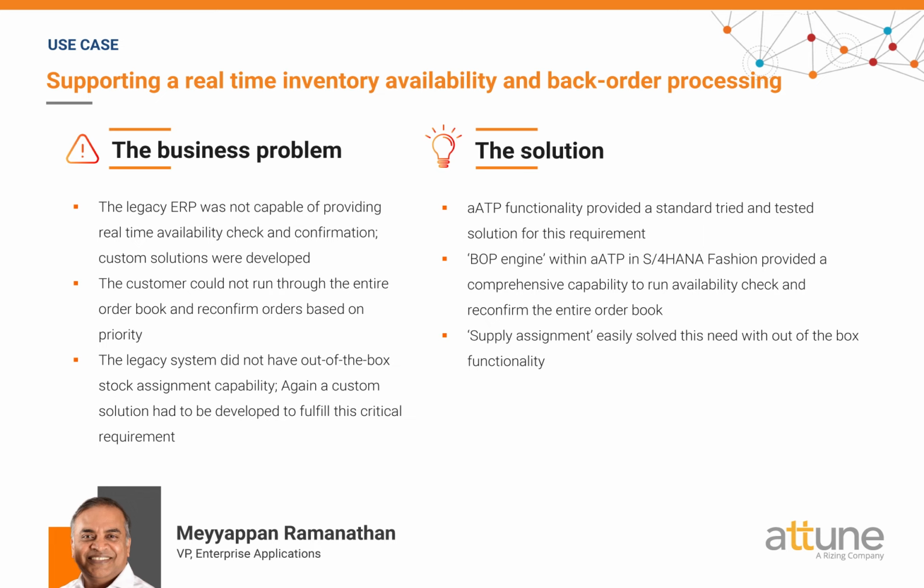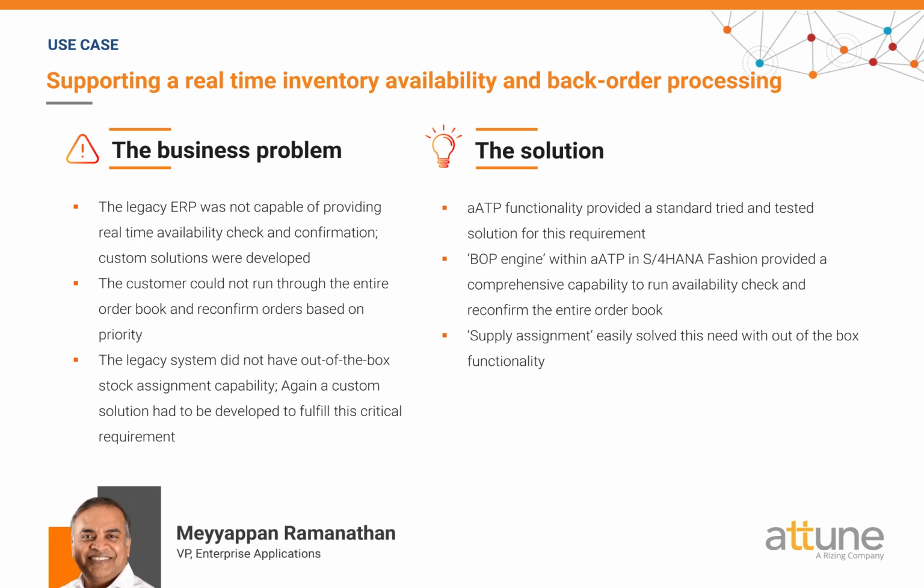The other issue when it comes to availability is, yes, you will have availability check happening in real time as orders are entered, but you always want the capability to do a back order process and reprioritize your entire order book. It shouldn't be the sequence of entry, or when the orders came in, but it should also consider the priority of the customer before deciding who gets the inventory. That was a challenge on the legacy ERP that the customer was using. In fact, they could never finish this for an entire order book. It just was taking too long.